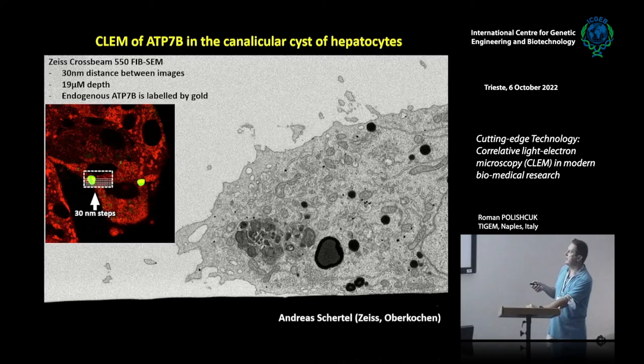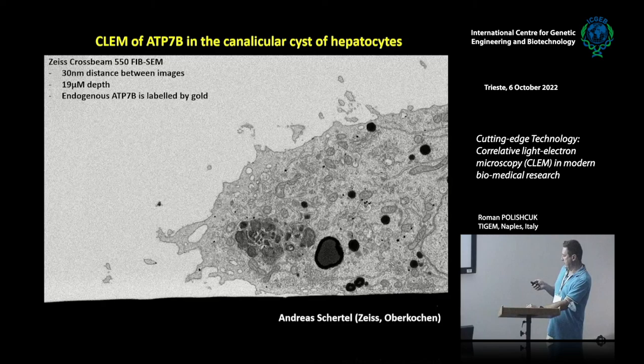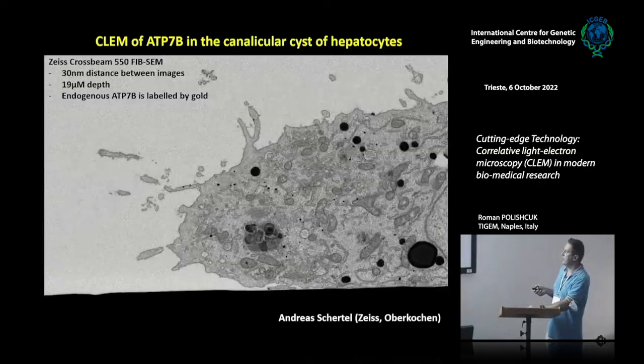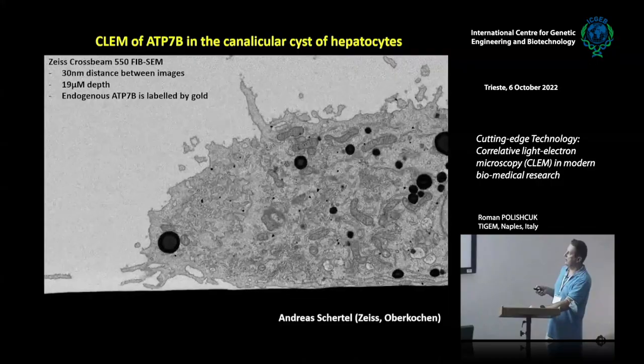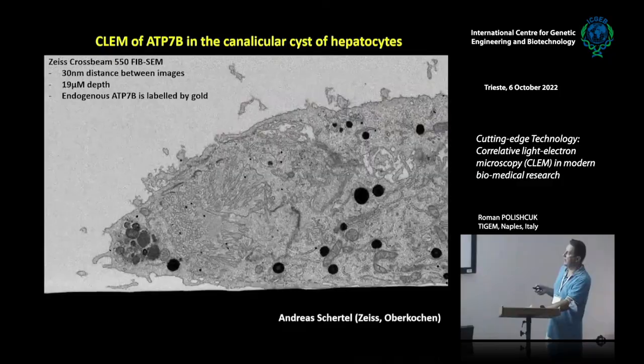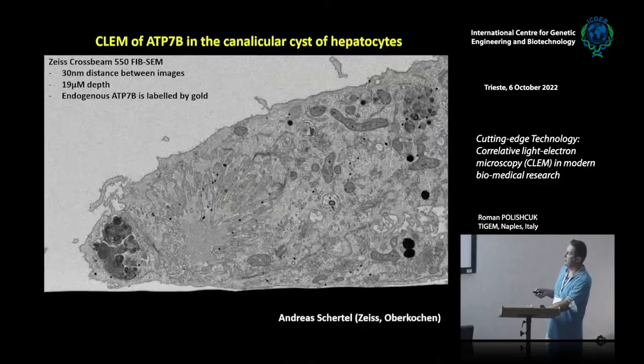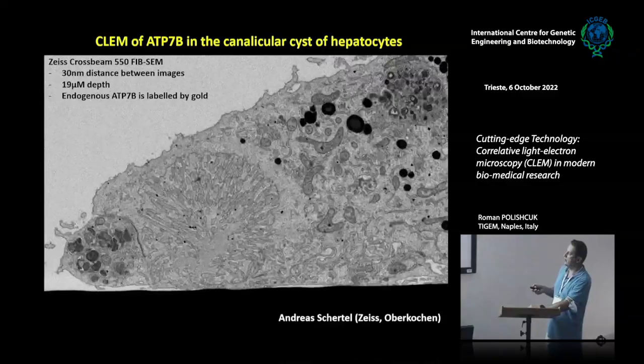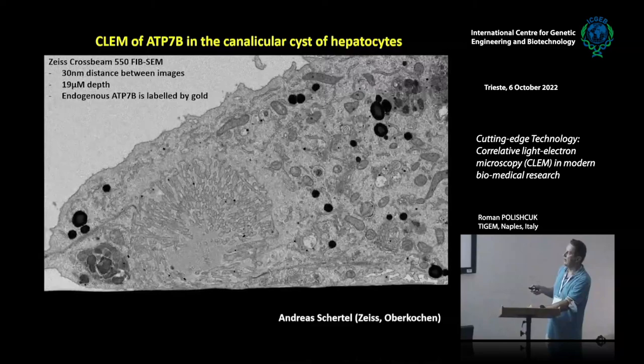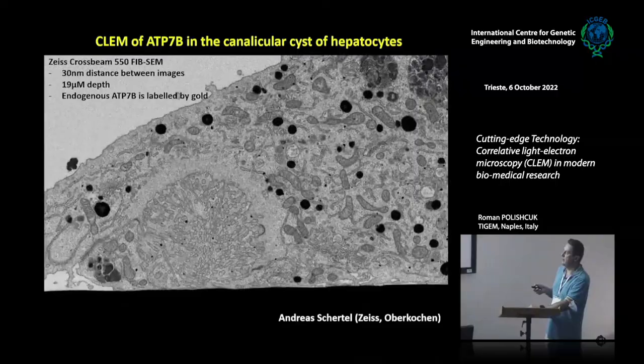Here you can see the cell of interest, and I will start the movie. You can see how we go through a cell. At a certain point, you start to see a number of microvilli, which usually reside in the canalicular domain. You can see tight junctions between two cells forming this canalicular area. And what you can also see is multiple gold particles present on microvilli and on these canalicular cysts, indicating that indeed ATP7B reaches the canalicular domain of hepatocytes.